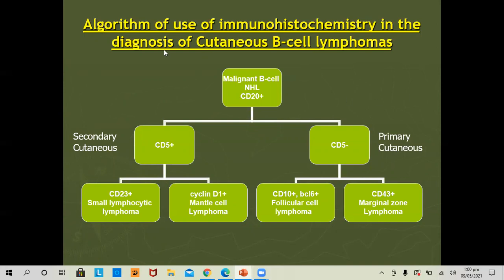Once a tumor is CD20 positive and CD5 negative, then we know that it is either follicular center cell lymphoma or marginal zone lymphoma. So then we go for CD10 and BCL6, which are positive in follicular cell lymphomas, and CD43, which is positive in marginal zone lymphoma. And if the cells are CD20 positive and CD5 positive, then we order CD23 and cyclin D1. CD23 is positive in small lymphocytic lymphomas, and cyclin D1 is positive in mantle cell lymphomas. So this is how we come to the final diagnosis of B-cell lymphomas.